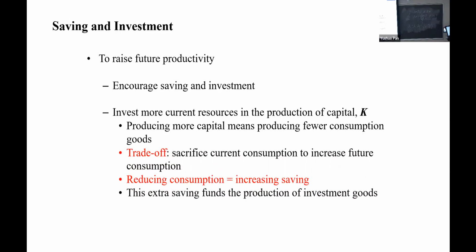First one, saving and investment. To raise the future productivity, encourage saving and investment. Invest more current resources in the production of capital, K. Producing more capital means producing fewer consumption goods. Imagine when we produce some product, that's our real GDP within our country. But our GDP could be divided into consumption and investment, right? So for the same resources, if we want to consume more stuff, I'm going to have fewer resources left to invest, to produce in the future.